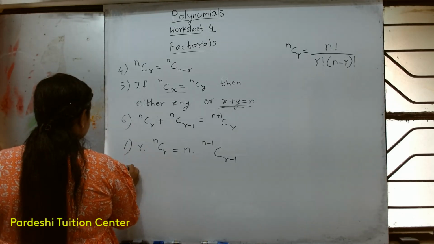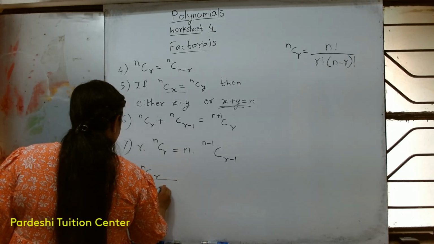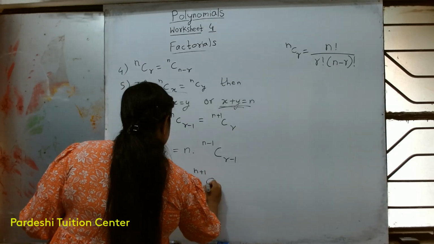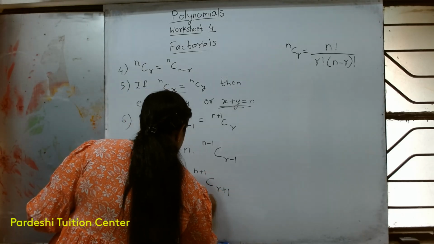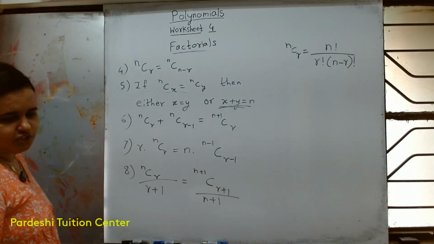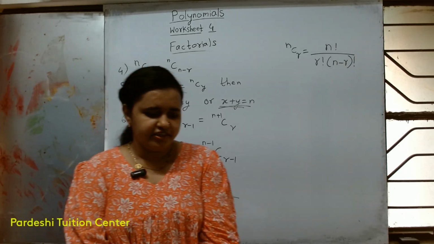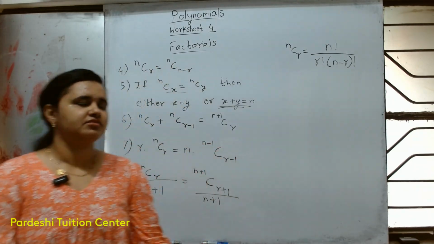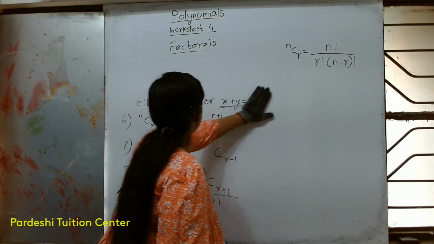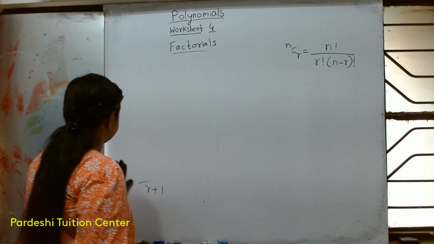Now, the eighth one is nCr upon r plus 1 equals (n plus 1)C(r plus 1) upon n plus 1. You have to write all the formulas in your notebook. You can make a chart and stick it on your wall so you can remember it. Now holidays are going on, you can make the chart easily, you have much time.